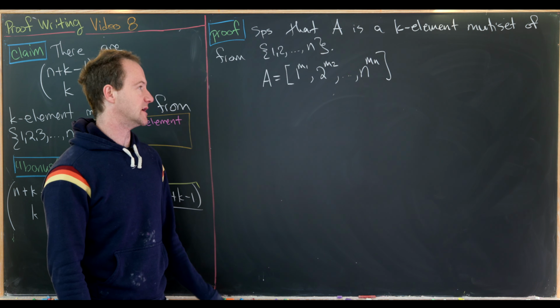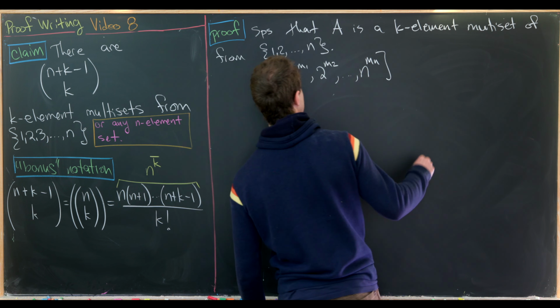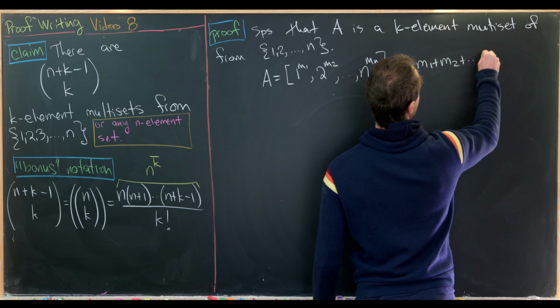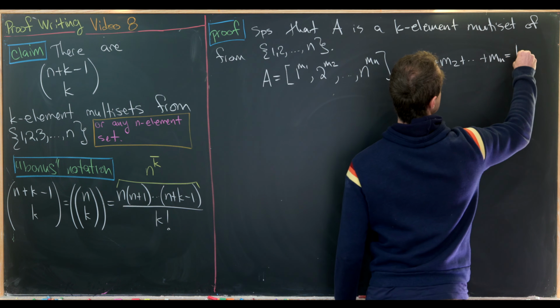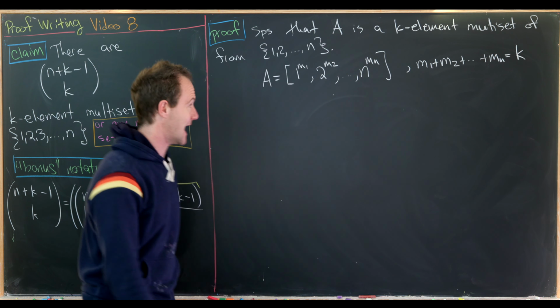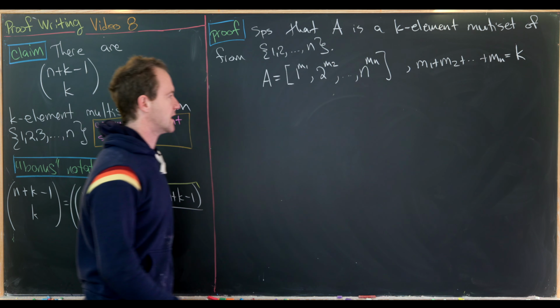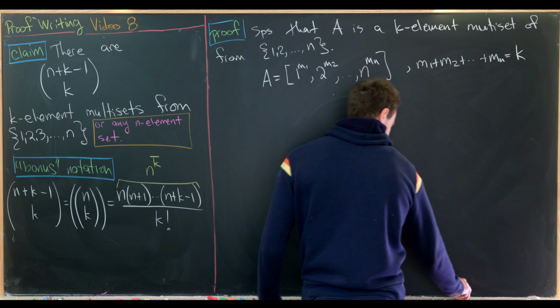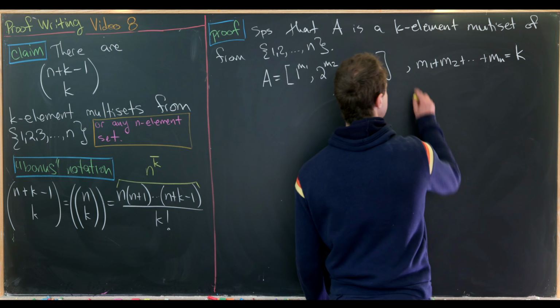I'll show you what those mean. But these need to satisfy a certain rule, and that is m1 plus m2 plus all the way up to mn is equal to the number k. Okay, great. But what do I really mean by this notation? So let's be careful to sort that out over here.